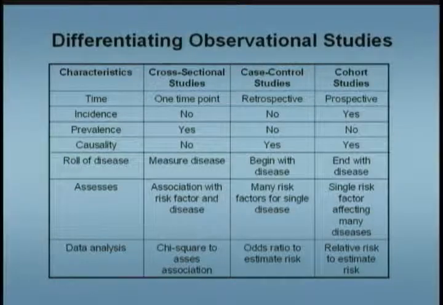How am I going to analyze data that come from a cross-sectional study? I didn't mention this before, but I will now in passing. Most often we're going to do something called a chi-square analysis. We'll talk about that in more detail when we get back into biostatistics.